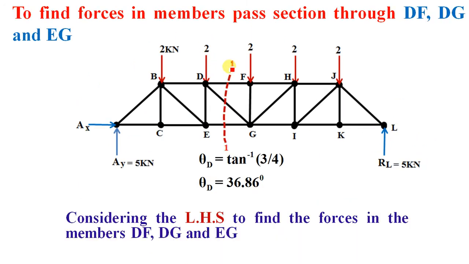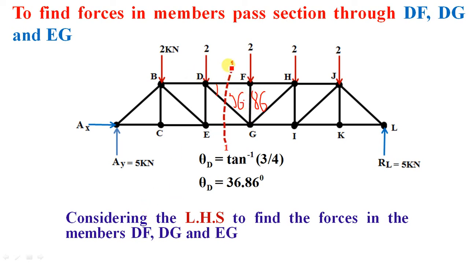We have to find the forces in DF, DG and EG, so we have taken the section like this. First you have to find out this angle. This angle theta is tan inverse of 3 by 4, that is 36.86. This angle we find as 36.86 by tan inverse of 3 divided by 4.